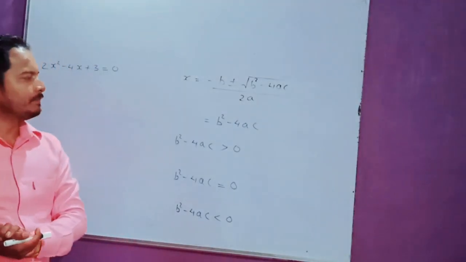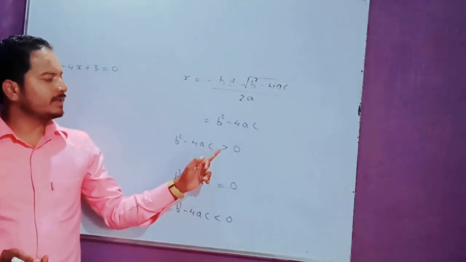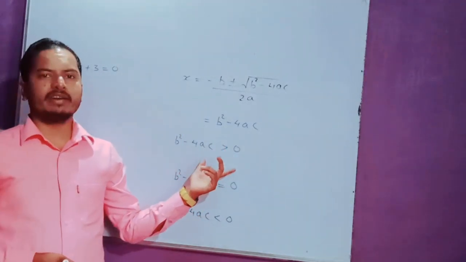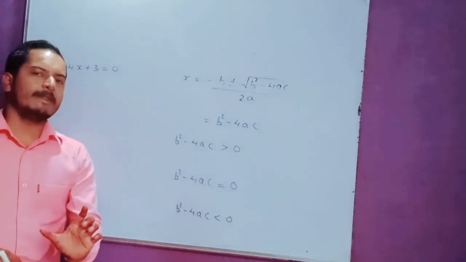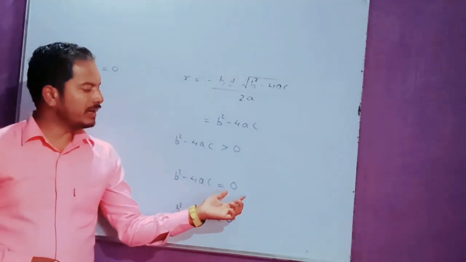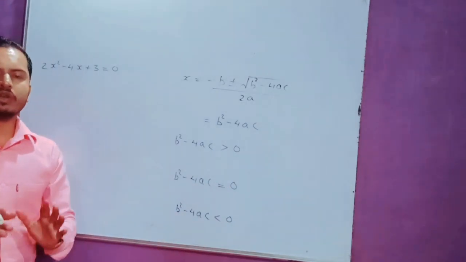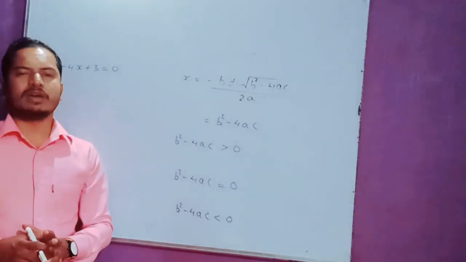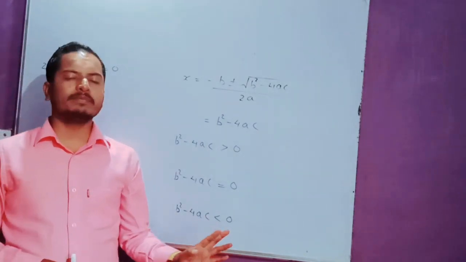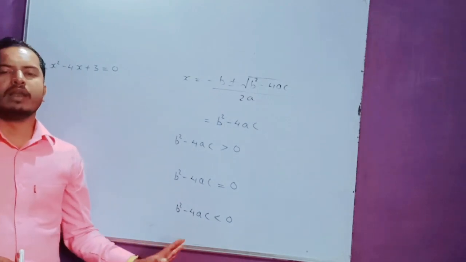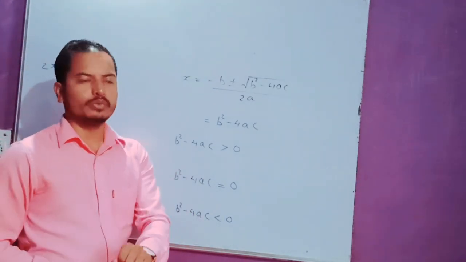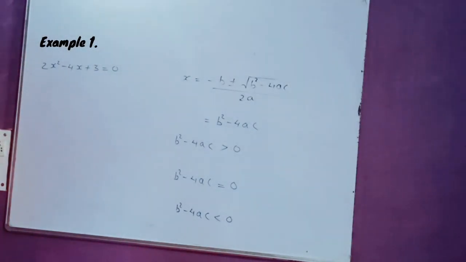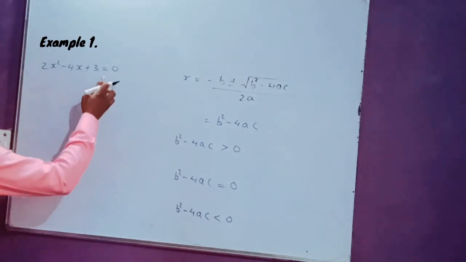We conclude that if discriminant b square minus 4ac is greater than 0 or positive, then the quadratic equation will have two different real roots. If discriminant b square minus 4ac is equal to 0, then the quadratic equation will have two equal real roots. And if discriminant b square minus 4ac is less than 0 or negative, in this case the quadratic equation will have no real roots. Let us take an example, and we are going to find the nature of the roots of this quadratic equation.